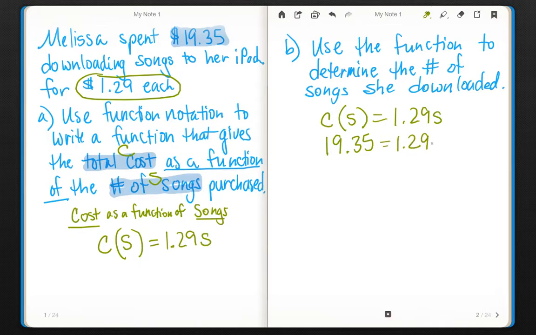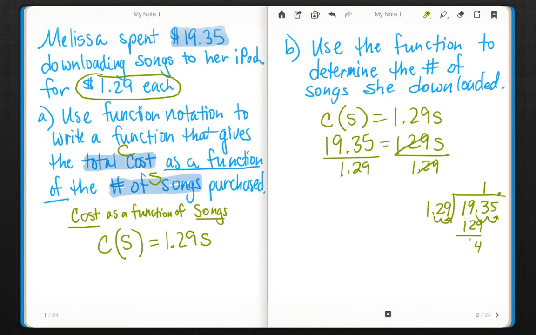Equals $1.29s. And then we just solve this equation. Divide both sides by $1.29. And you guys don't need to use calculators on this. You can actually divide it out. So you'd have your $19.35 divided by $1.29. Remember what you have to do when you're dividing by a decimal? Move it over to make it a whole number. So in this case, we'll move it over twice. And if you multiply it out, I believe, let's see, this will go in there once, 129. We'll subtract, so that'd be a 6. Bring down your 5.